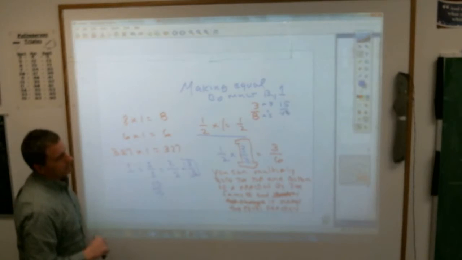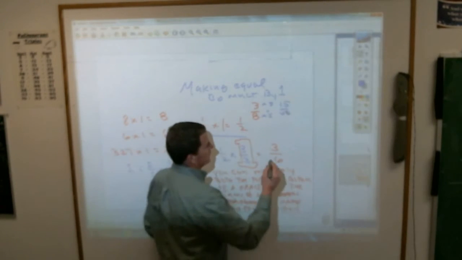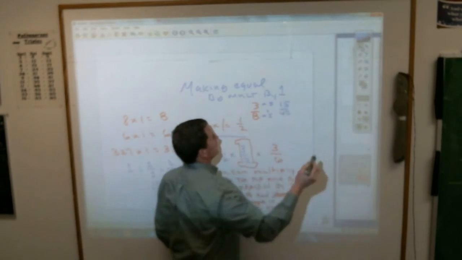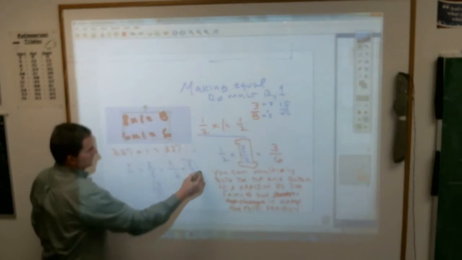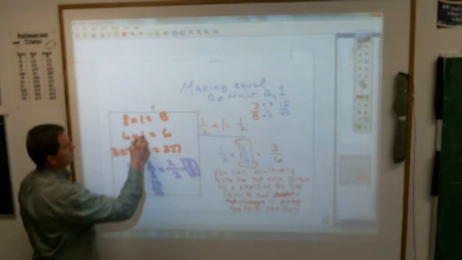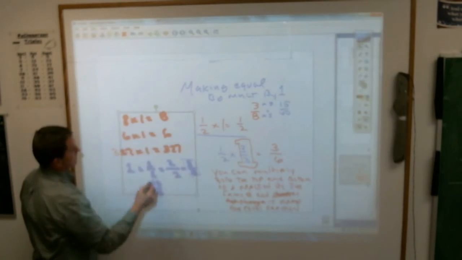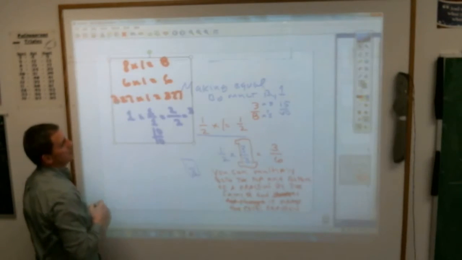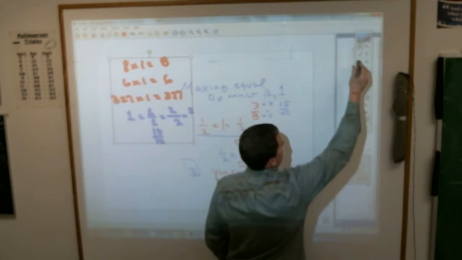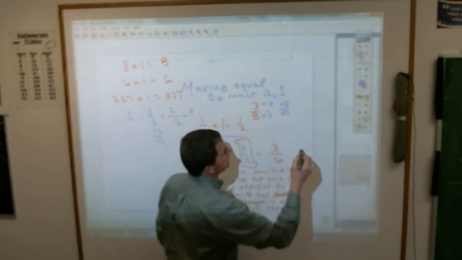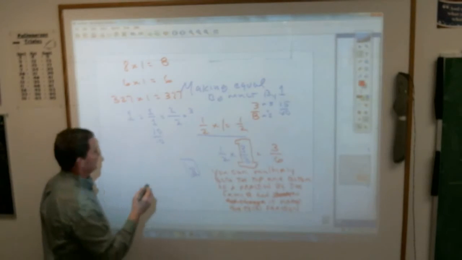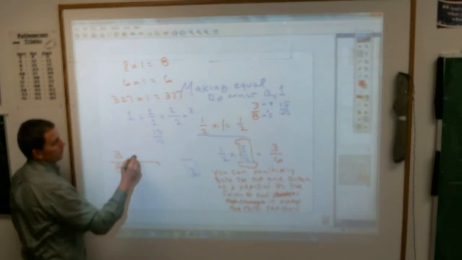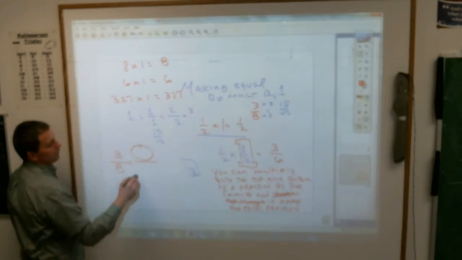Well, for tomorrow, they're going to give you something that looks like this. Let me move some of this stuff so I get a little bit more room. They're going to give you something that looks like this. They will say 3/8 equals what number? They'll leave this blank, over 16.